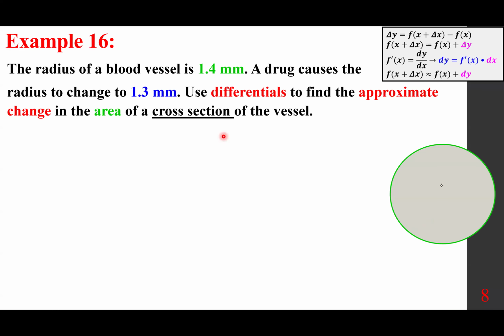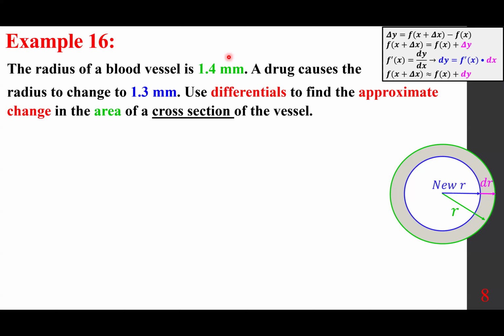So here's the cross-section in the form of a circle, and it has some radius. Then it shrinks, and now it has a new radius, which is smaller. And this difference between the two is dr. So r is 1.4, and dr is the difference between the two, which is negative 0.1.